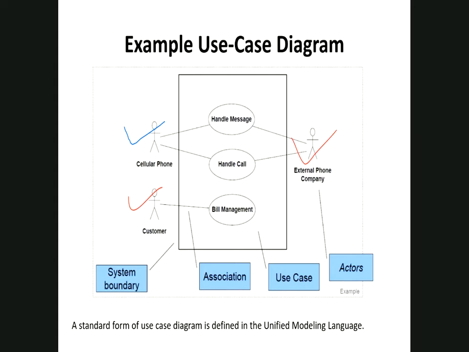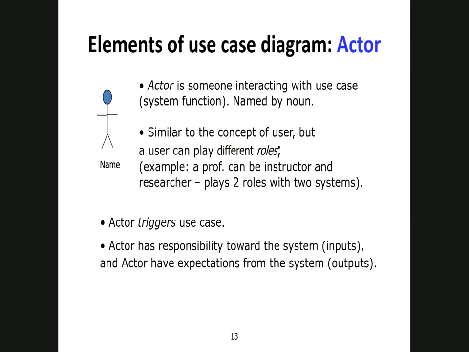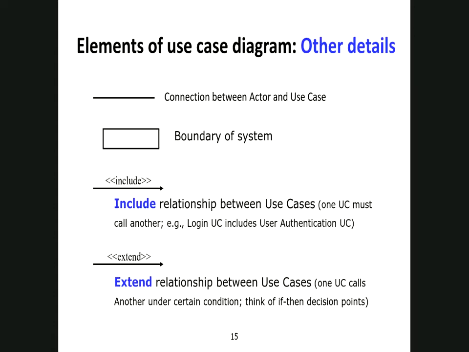Again, these associations are of different types, which I'll show you in the next slide, not immediately. Here you have elements of use case diagram and other details. This is the line which is connecting the actor which is outside the system with the use case which is inside the system. This is called association lines or connection between actor and use case.